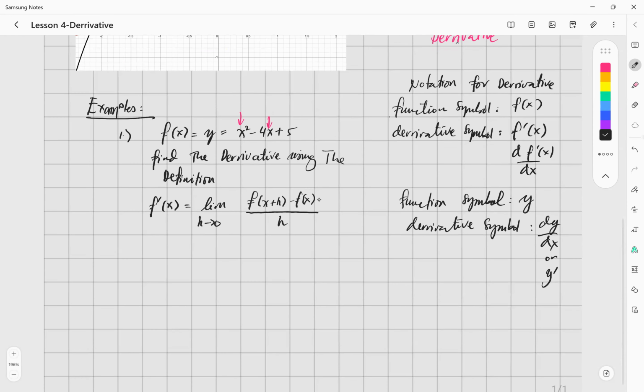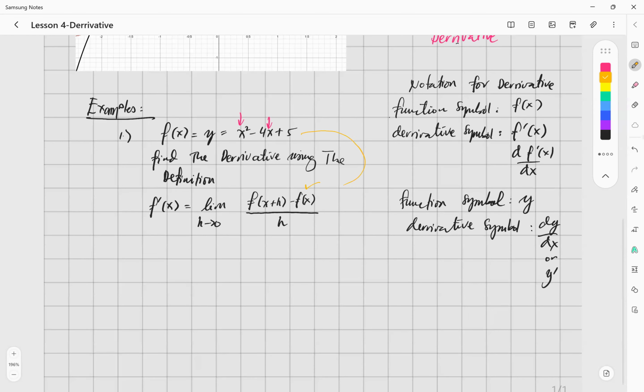Now, do you know what our f of x is? We don't know this, f of x plus h. Let's say f of x is equal to x squared minus 4x plus 5. So for f of x plus h, we just replace x with x plus h.